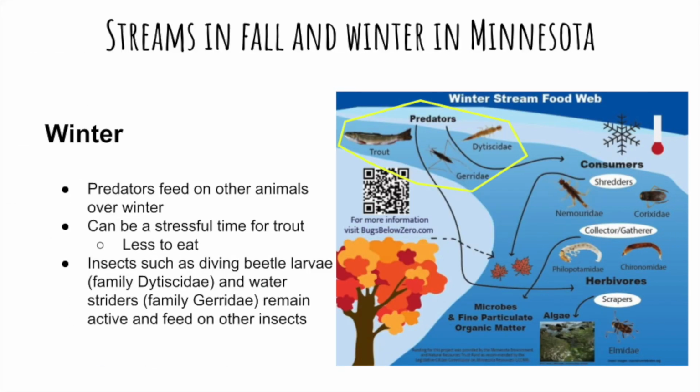Predators such as trout and some insects feed on other animals over winter, but winter can be a stressful time for trout because there's less food for them to eat than in summer. Insects such as diving beetle larvae in the family Dytiscidae and water striders in the family Gerridae remain active and feed on other insects over winter.